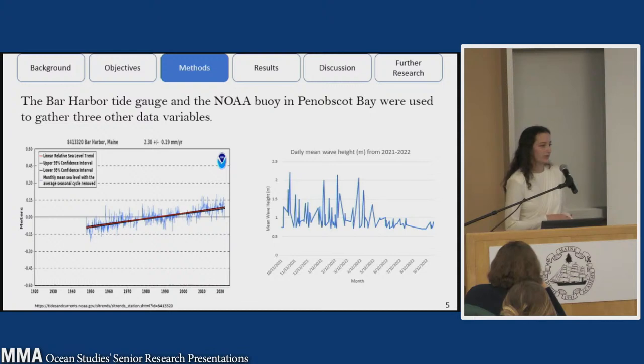Mean significant wave height is defined as the highest one-third of waves over a period of time. To get that data, the NOAA buoy in Penobscot Bay provided me with mean wave height data. I took the highest one-third of waves from 2021 to 2022, and I averaged those, and I found that mean significant wave height was about 1.03 meters for Penobscot Bay.